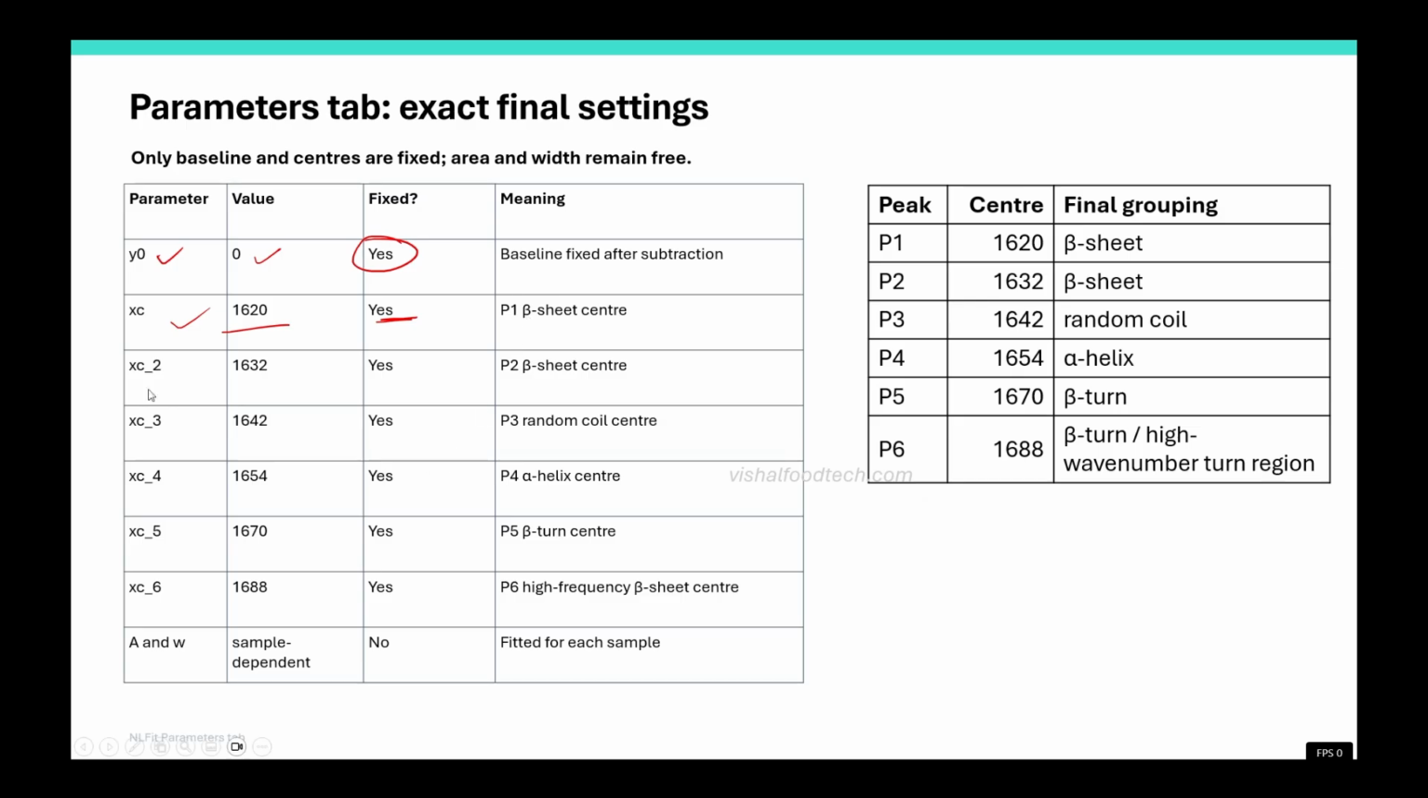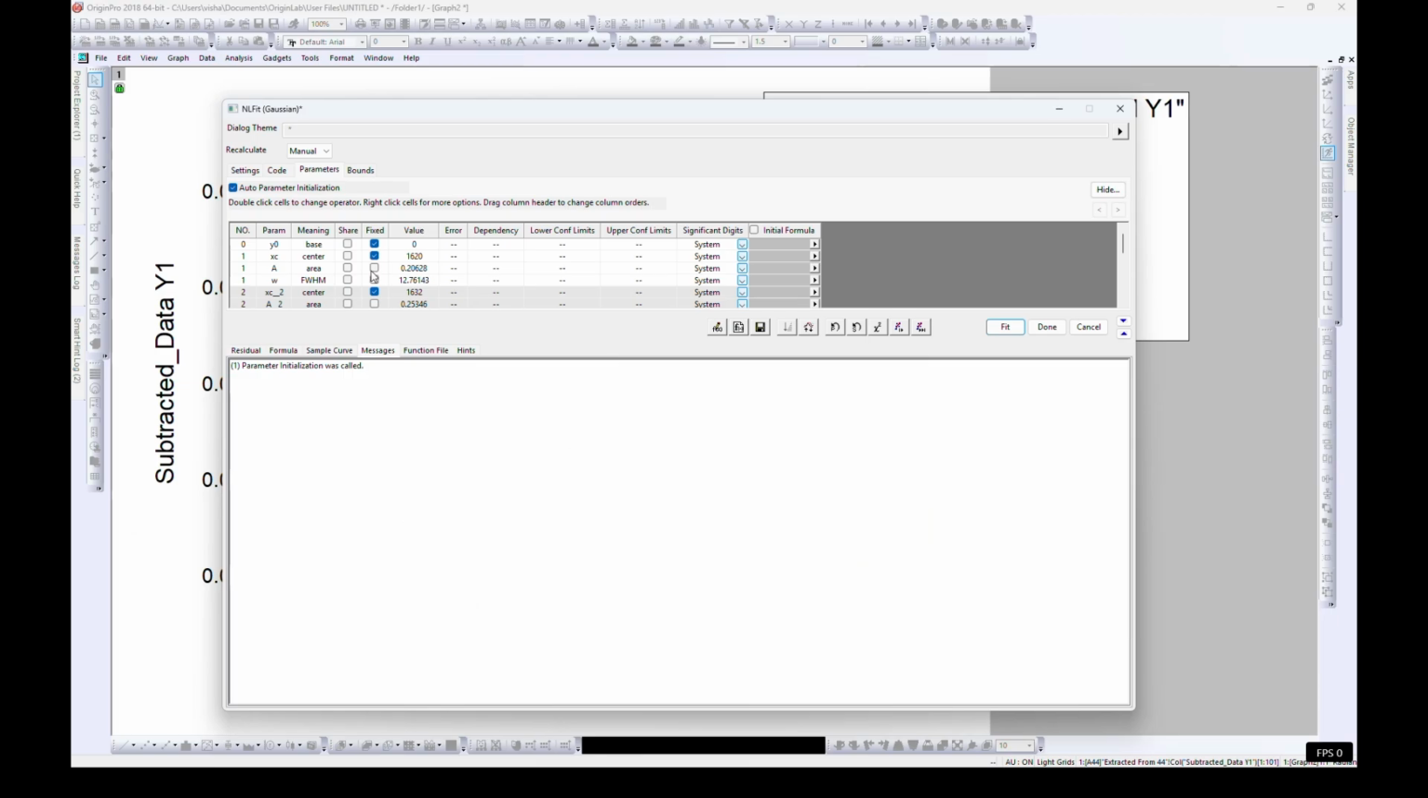Now what we have to do: all the area values and the width values of the peaks should not be fixed. That's why I have not fixed the area value, and the width is also not fixed here. Similarly, the area 2 value, meaning the area of the second peak, is not fixed.